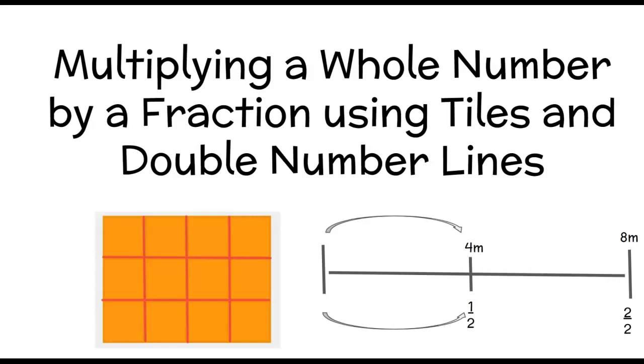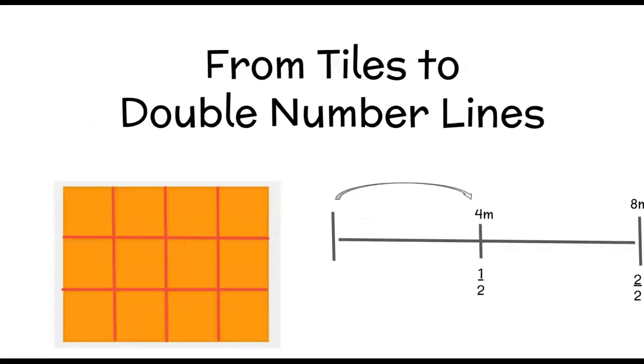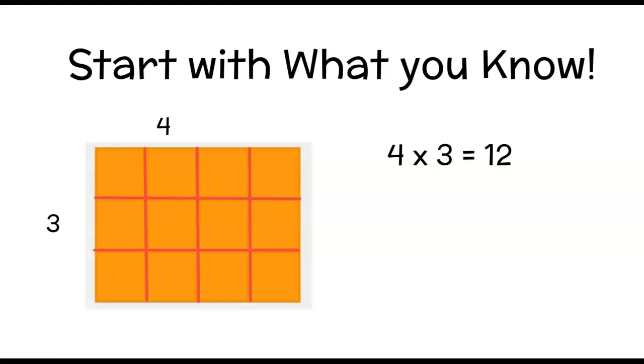This week we covered multiplying a whole number by a fraction, and we started off using tiles and then progressed to double number lines. Why tiles? Well, because remember, we start with what we know, and you guys know a lot about tiles. You've been using them for many years to form arrays. We have this simple array of 3 by 4, and it gives us 12 tiles. That's how we learn to do our basic multiplication, 3 by 4, right?